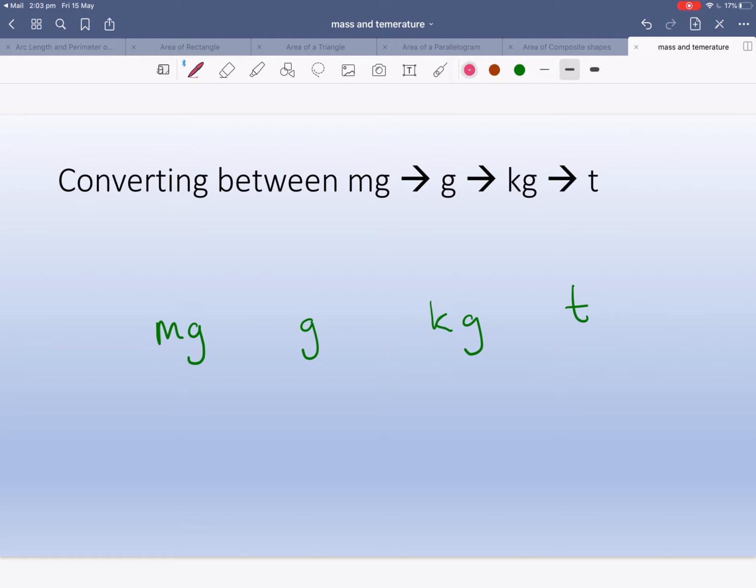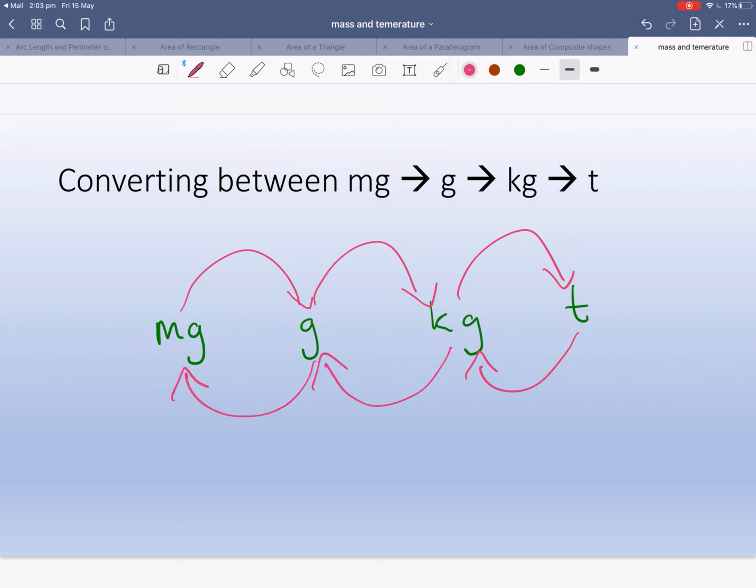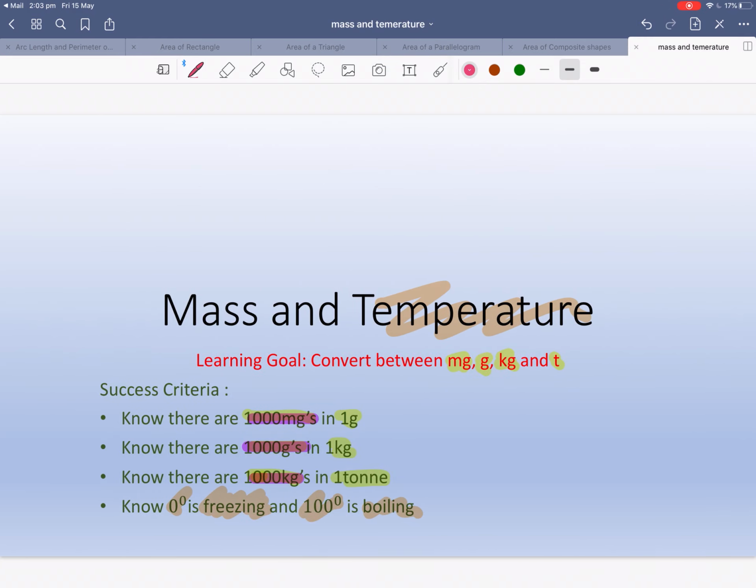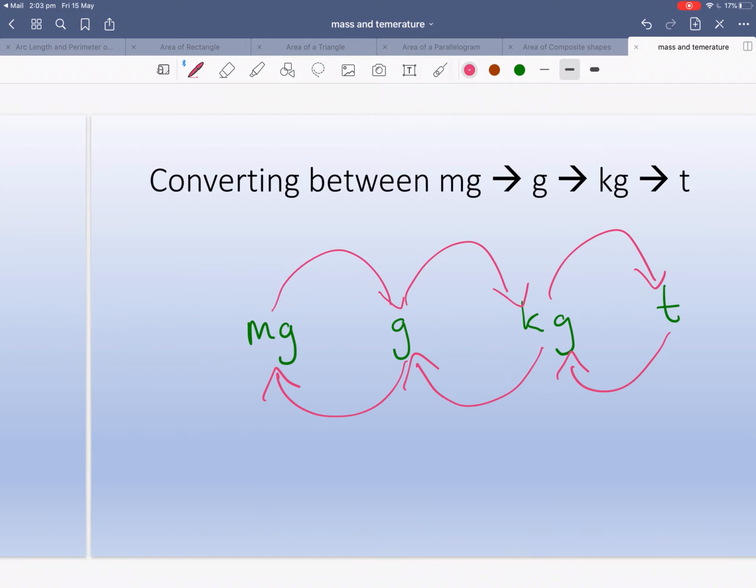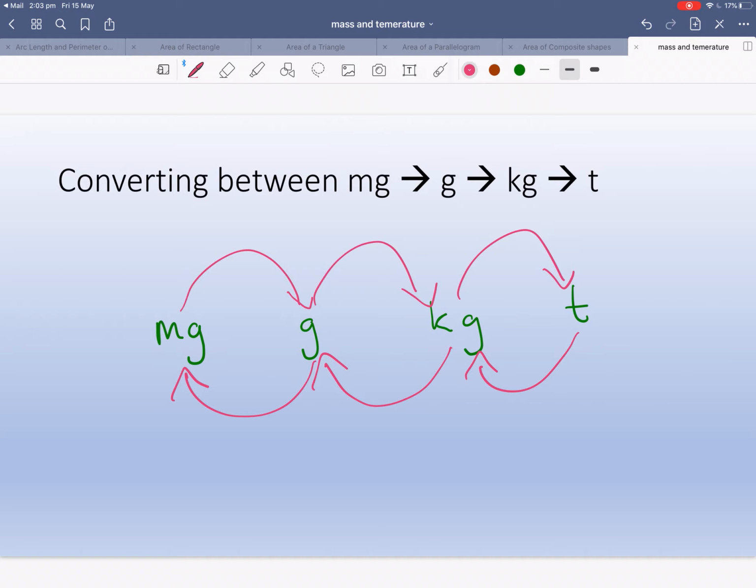Now, I'm going to do a little flow diagram, okay? So go like this, and then down the bottom is going to be the opposite. Now, it's pretty straightforward. If I look at the success criteria, it tells me that there are 1,000 milligrams in 1 gram. So that means to go from grams to milligrams, I need to multiply by 1,000. So that's what I'm going to write here. Multiply by 1,000. So that means at the top I've got to divide by 1,000.